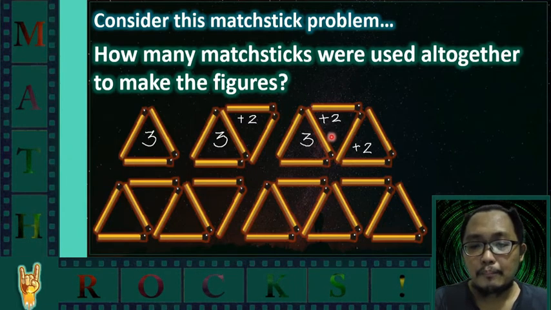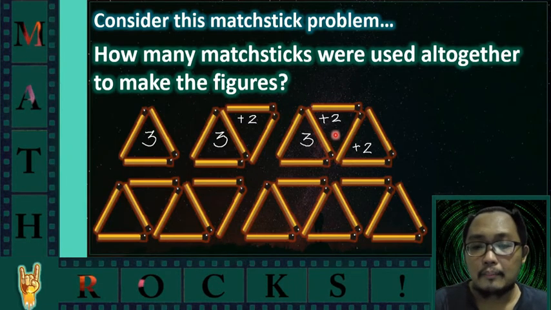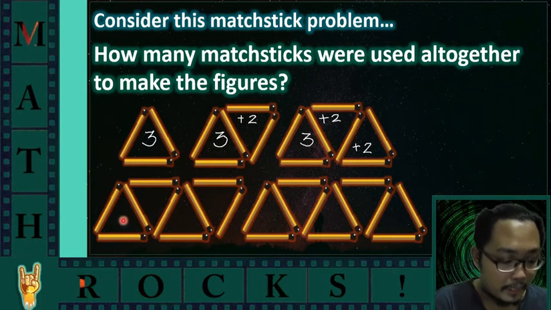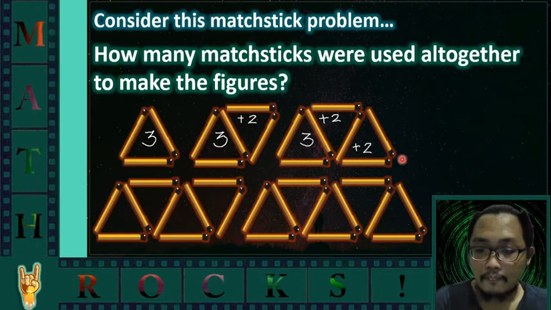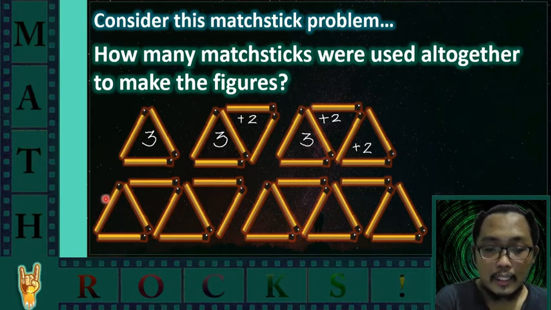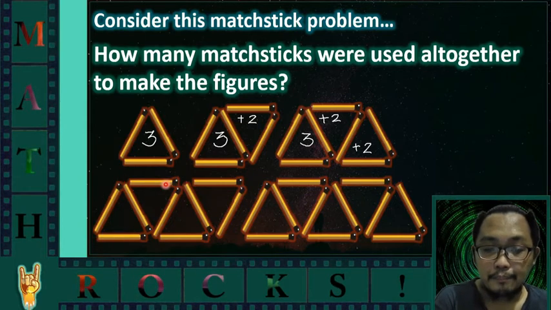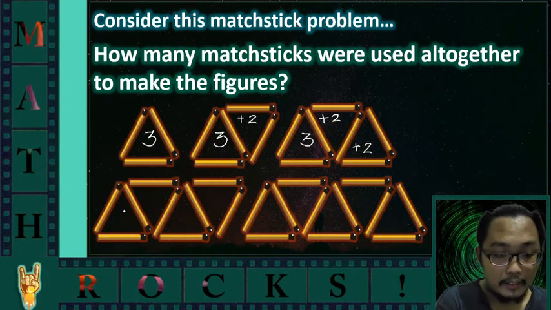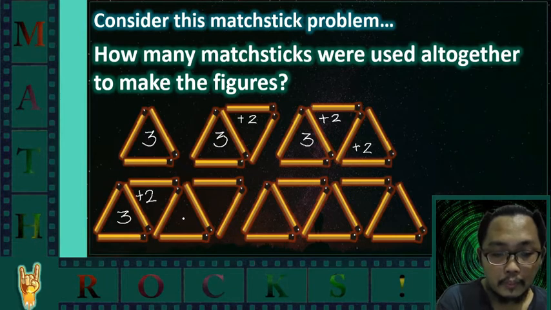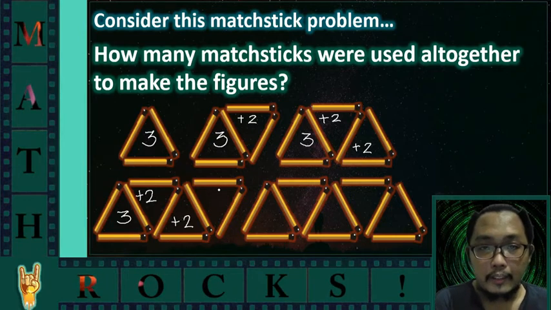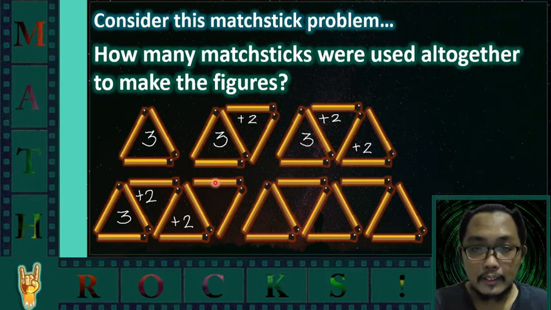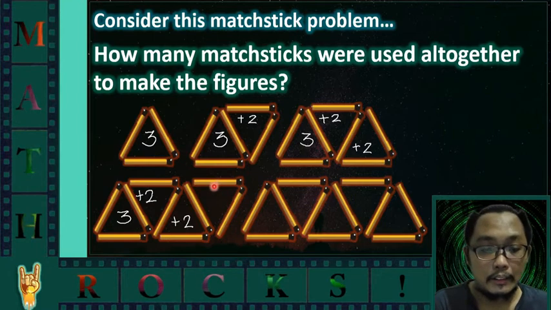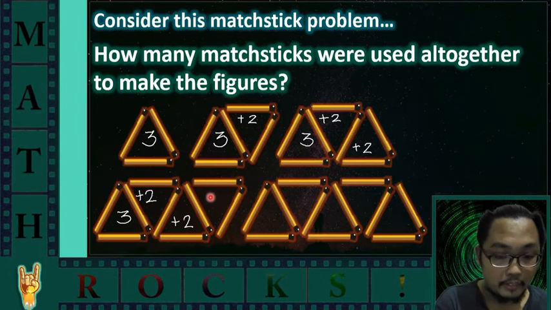And let us try if we can obtain the correct number of matchsticks used for the next figure by doing the same idea. You will notice that this exact figure right here is exactly the same as this one. So that means we have a total of 7 matchsticks here, written as 3 plus 2 plus another 2. And here, you will notice that we need another 2 matchsticks to come up with the total number of matchsticks used for this specific figure.